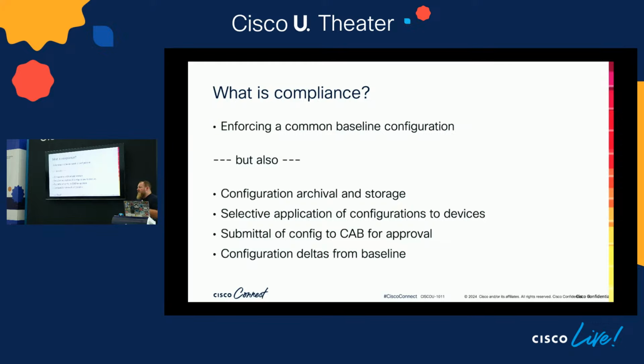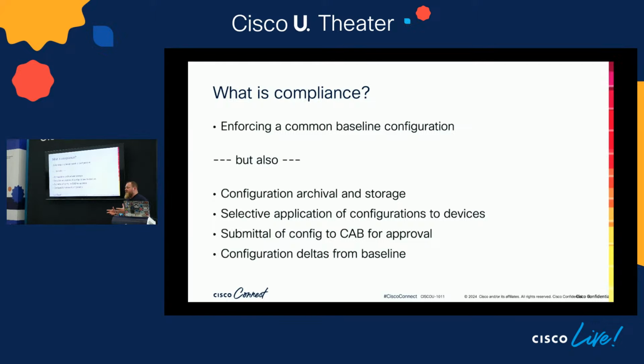Submittal of config for change advisory board approval. How many have a change advisory board where you have to submit configurations to a release manager? It has to get approved before you can make the changes. A lot of people struggle with automation in that regard because you can't give a change advisory board an Ansible playbook and say, here, this is the configuration I'm going to be changing. They want to see the Cisco IOS output before, so they know what's going on.